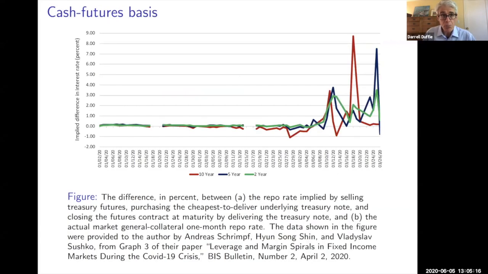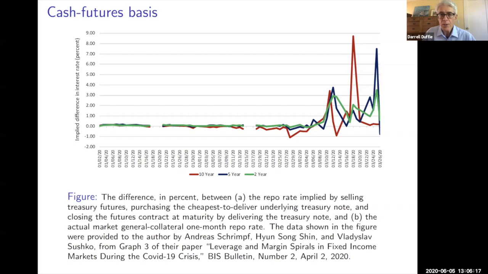Let me show you this market, which is the cash futures basis market. What we're looking at on the vertical axis is the difference between two repo rates for 1 month safe collateralized borrowing. One is the actual market quoted repo rate. The other is the implied repo rate that you would get if you synthesized a 1 month financing of treasuries with the purchase of cash treasury securities and the sale of treasuries in the futures market on the Chicago Mercantile Exchange. Now, the law of one price suggests that the difference in the two interest rates should be about zero in a well-functioning market. And you can see it was about zero until the stresses of the COVID crisis hit in early March.